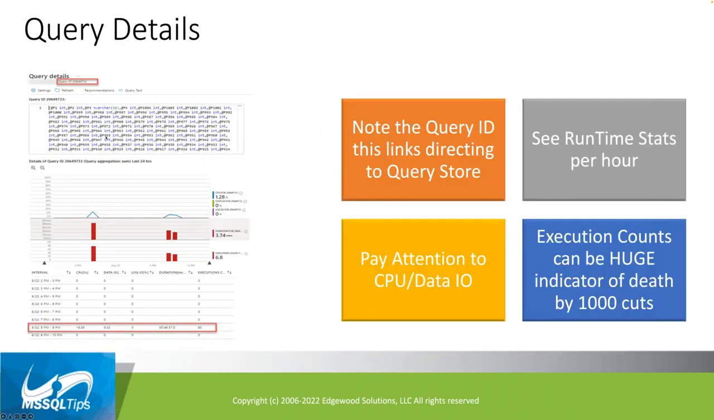So here we can see the query ID. You'll note this query ID. So in this case, 206.49733, that query ID links directly to the query store. So if you wanted to just quickly glance at Query Performance Insight in the portal, or maybe even have an alert that was driving off of this, you can quickly identify that.